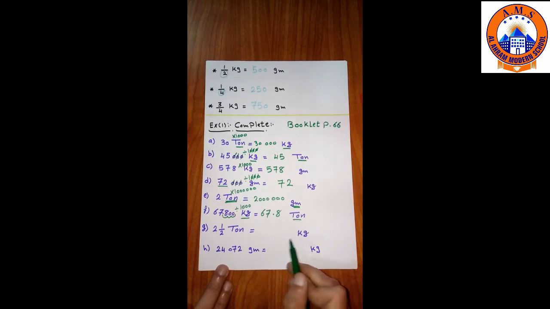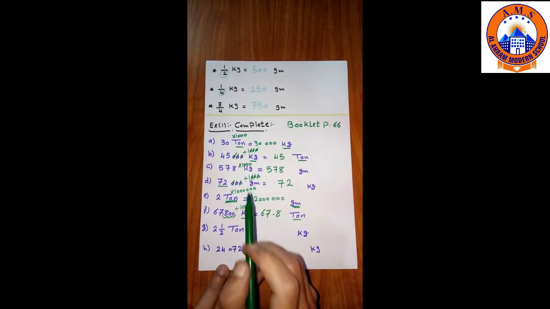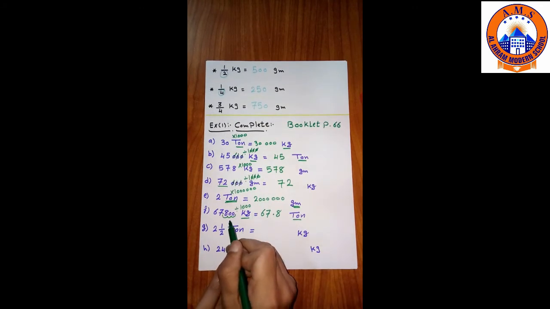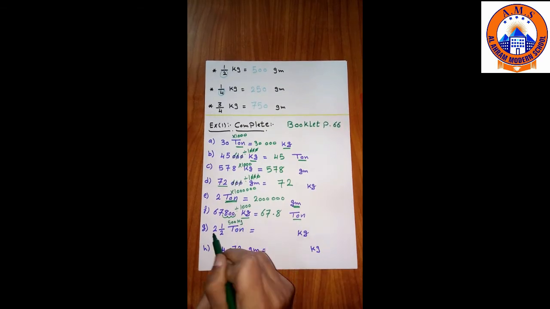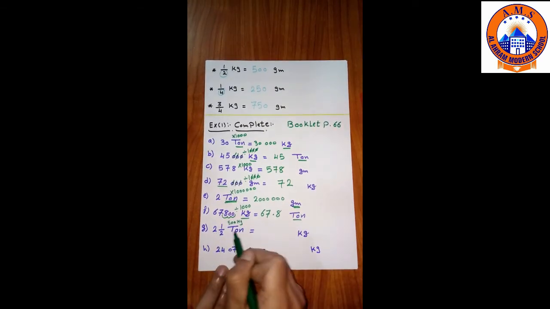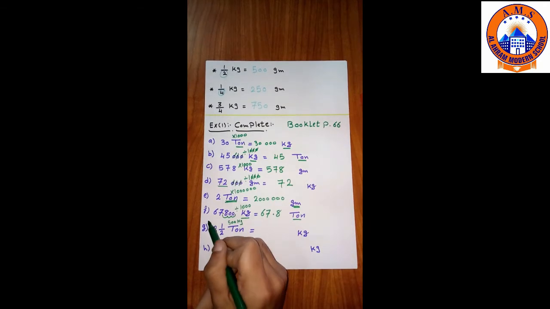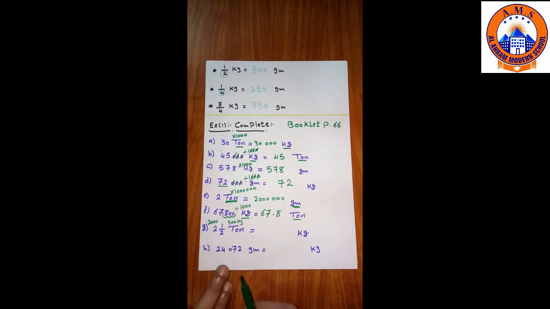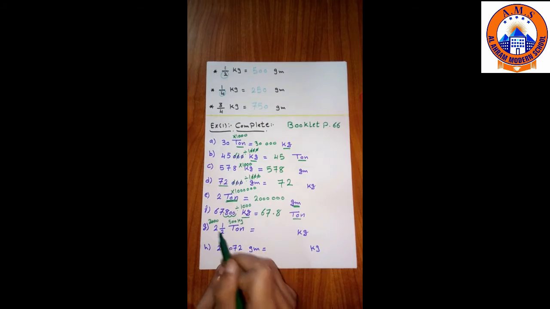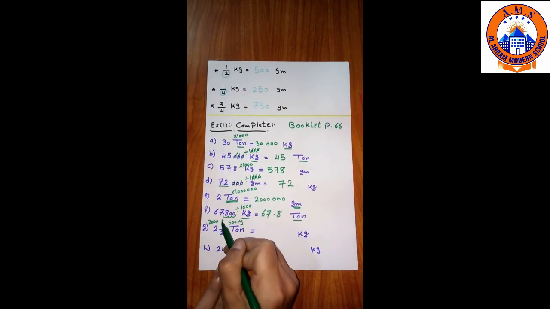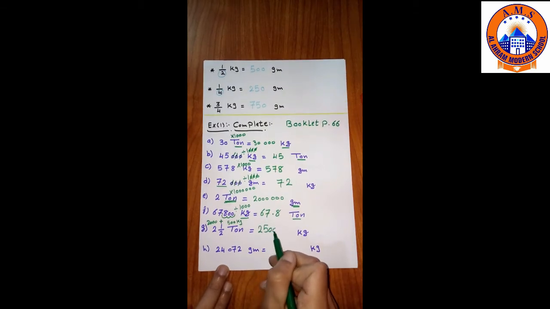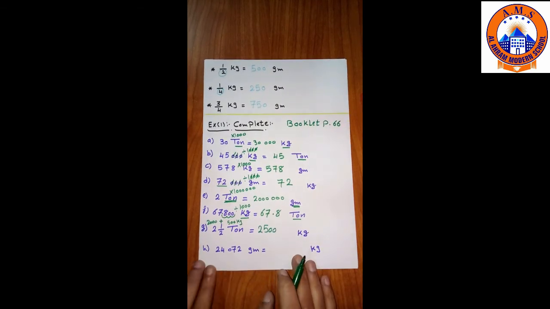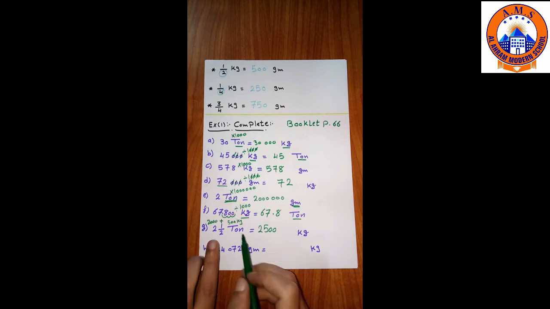2.5 ton equal how many kilogram? We have said that the half ton equal 500 kilogram. And we have 2 tons, so the 2 tons equal how many kilogram? It's 2000 kilograms. So we have now 2000 kilograms plus 500 kilograms, so the answer is 2500 kilograms.